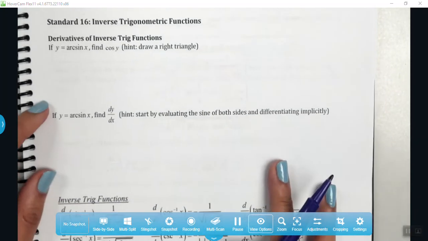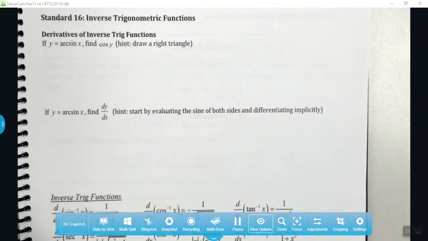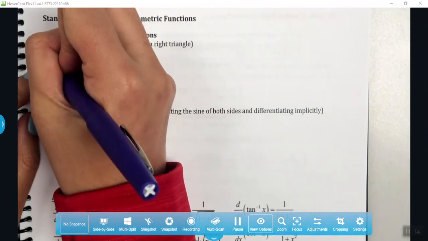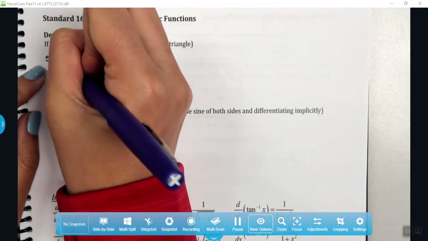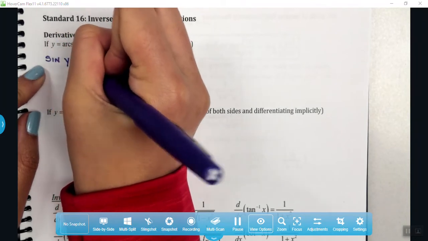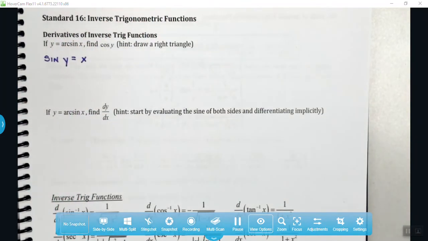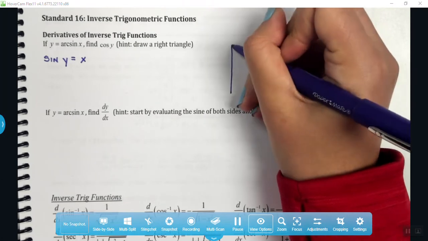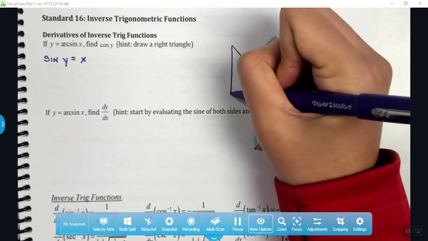So let's say we started with y equals arcsine of x. If this is an inverse trig function, that means that sine of y equals x, right? That's the definition of inverse sine or arcsine. Are you with me? Okay, let's draw a triangle.